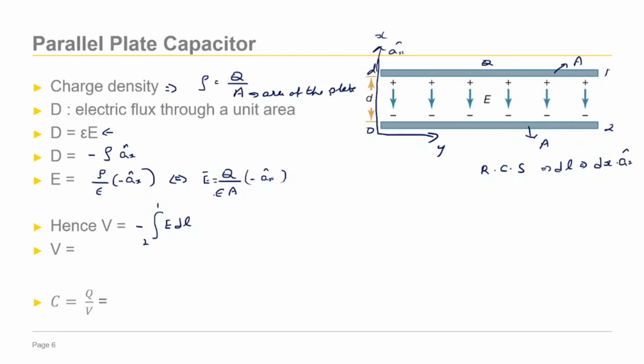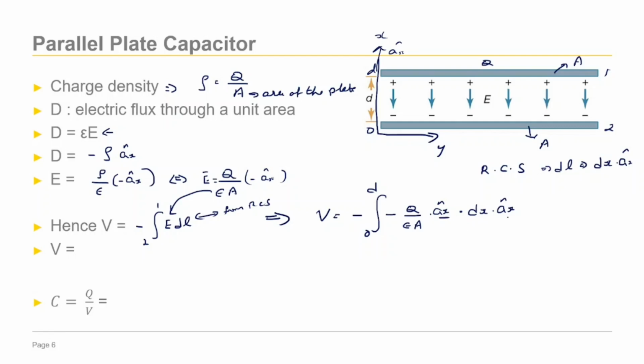So we have the electric field here. We can go ahead and substitute that, and we have the dl from the rectangular coordinate system. So applying these two into our expression, we get that the potential is going to be negative integral from 0 to D, because the plates are kept at 0 and D, times negative Q by epsilon A in the AX direction, which is E as a whole, times dl. dl here is dx times ax from the rectangular coordinate system.